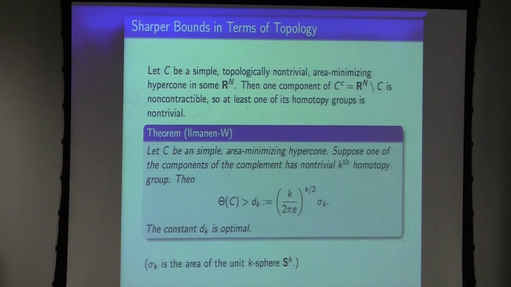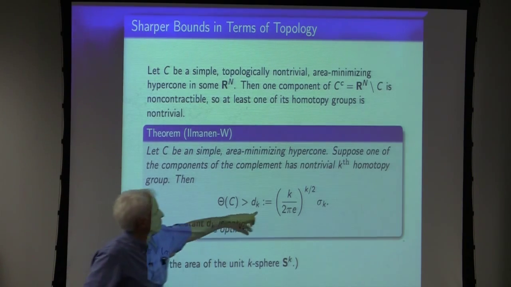And again, the constant is optimal. So you could take the infimum among all cones where at least one of the components of the complement is not simply connected. And then the infimum would be this number d_1.